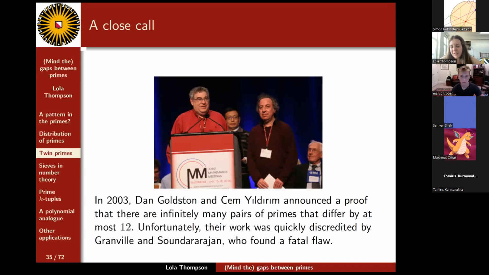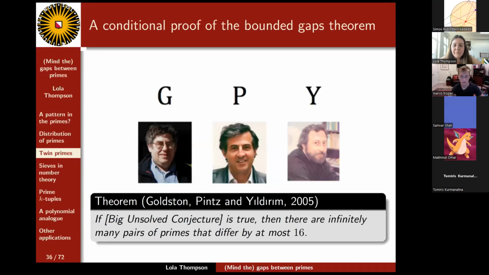So unfortunately, they couldn't just say, okay, we're finished. We found infinitely many pairs that differ by at most 12. However, they got together with a third author, and the three of them, Goldston, Pintz, and Yildirim, showed that if they assume a big unsolved conjecture, called the Elliott-Halberstam conjecture, and it turns out to be true, then there are infinitely many pairs of primes that differ by at most 16.